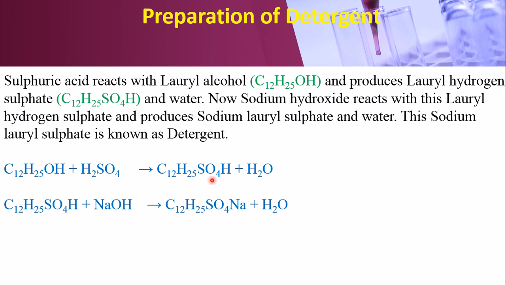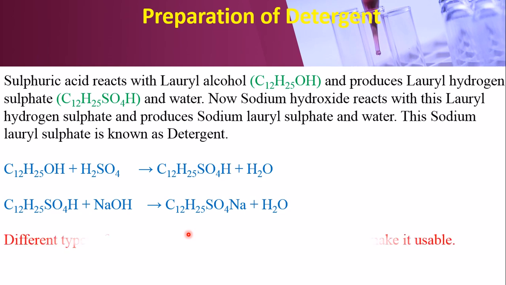Now in the second step, lauryl hydrogen sulfate reacts with sodium hydroxide. Here also water is produced. How? Water is produced from the hydroxyl group of sodium hydroxide and hydrogen of lauryl hydrogen sulfate. These two make water and the residue portion will be C12H25SO4Na. This is sodium lauryl sulfate and this sodium lauryl sulfate is known as detergent.